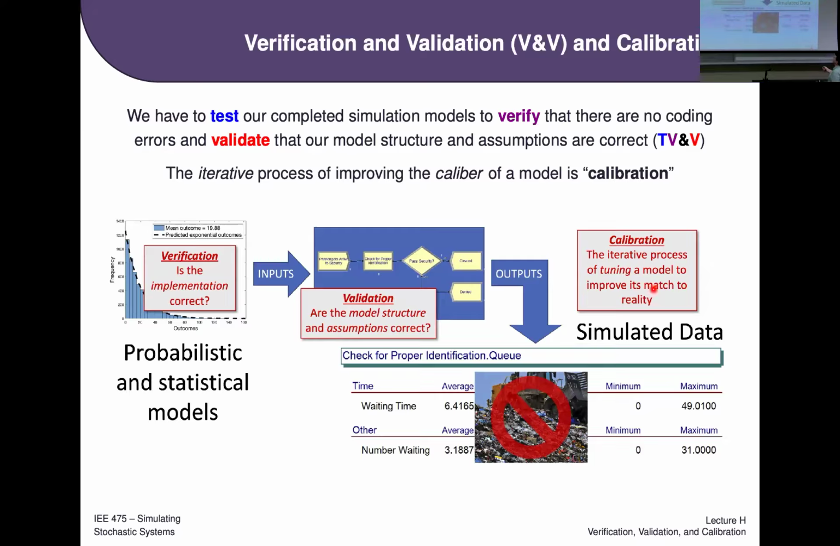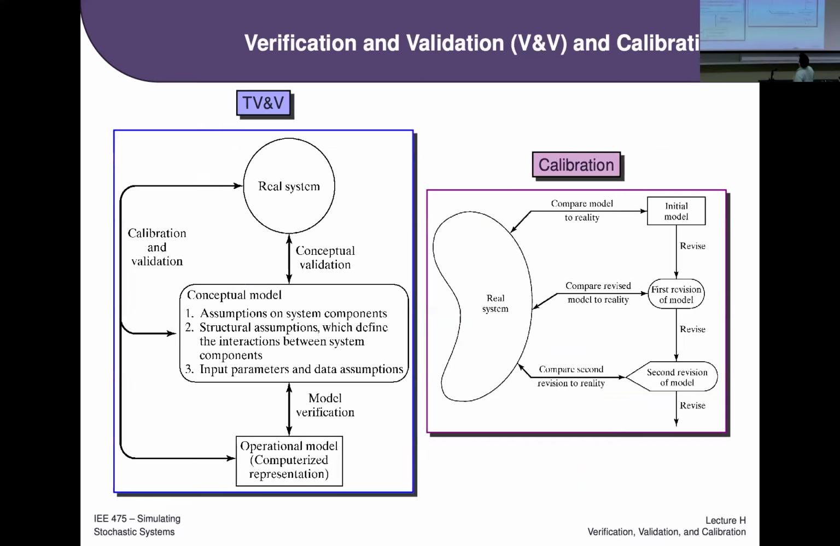And calibration: once you've got a rough model structure that seems to be in the ballpark, it's the iterative process of going through and updating your parameters to better match the real world, so you get a good surrogate, a good proxy, a good replacement for the real system. That's the process of calibration. The term calibration has the word caliber inside it; it's improving the caliber of your model, thus to calibrate your model. All right, so that's what I mean by V and V and calibration, TV and V.